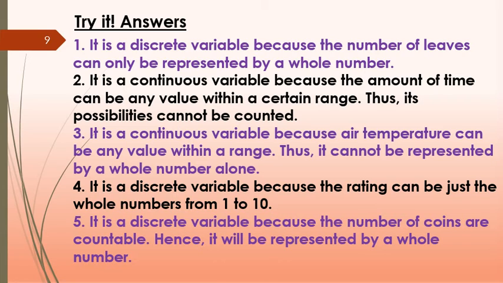Number three, it is a continuous variable because air temperature can only be valued within a range, thus it cannot be represented by a whole number alone. So it is measurable. Number four, it is a discrete variable because the rating can be just the whole number from 1 to 10. Number five, it is a discrete variable because the number of coins inside the piggy bank are countable. Hence, it can be presented as a whole number.